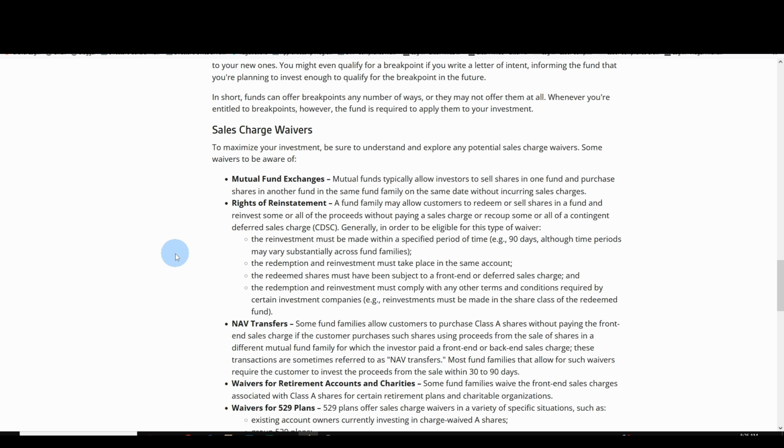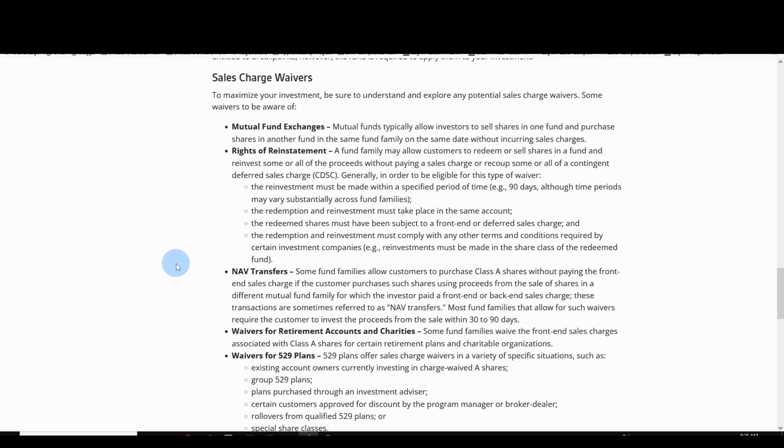Right of reinvestment. A fund family may allow customers to redeem or sell shares in a fund and reinvest some or all of the proceeds without paying a sales charge, or recoup some or all of the contingent deferred sales charge. Generally, in order to be eligible for this type of waiver, the investment must be made within a specified period of time, for example, 90 days, although time periods may vary substantially across fund families. The redemption and reinvestment must take place in the same account. The redeemed shares must have been subject to a front-end or deferred sales charge, and the redemption and reinvestment must comply with any other terms and conditions required by certain investment companies. For example, reinvestments must be made in the same class of the redeemed fund.